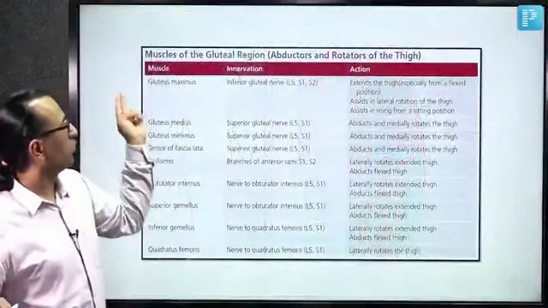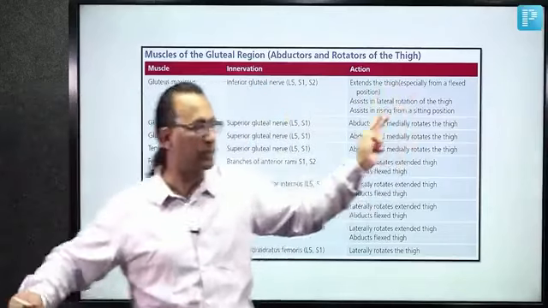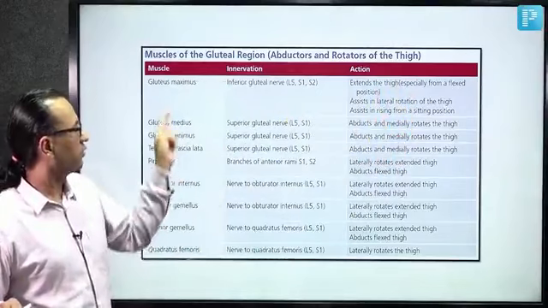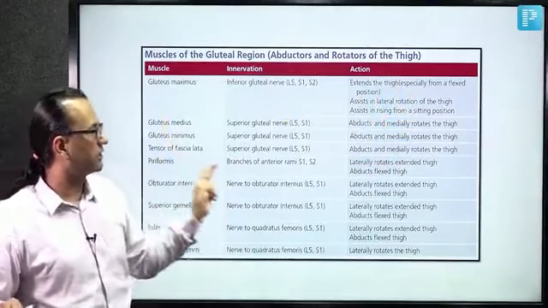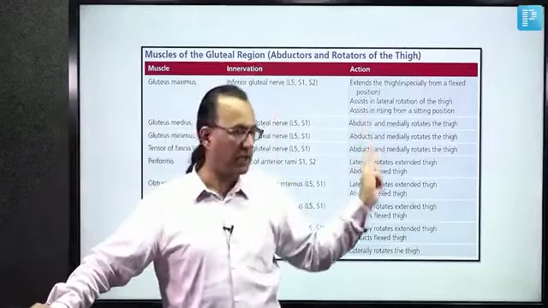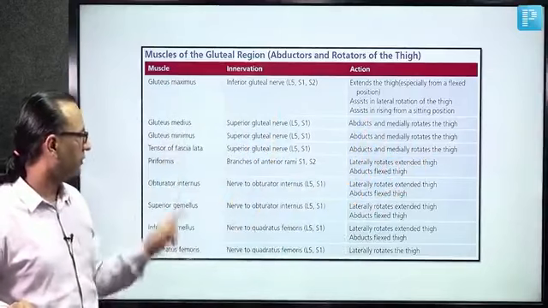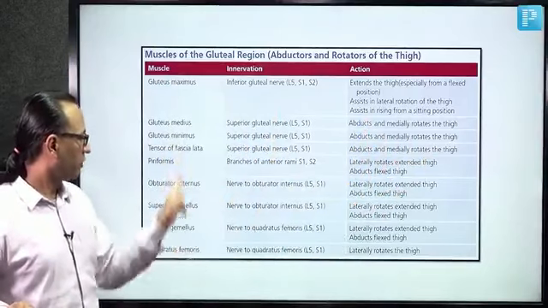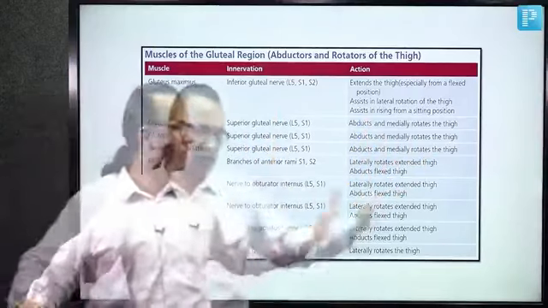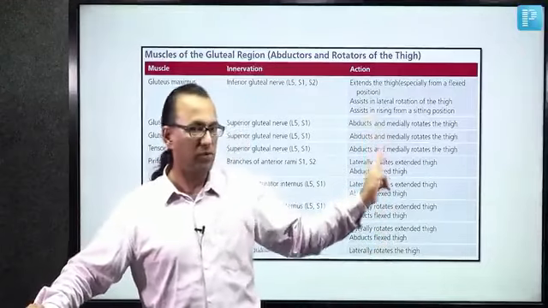As you see, gluteus maximus, supplied by the inferior gluteal nerve, is for extension at the hip joint, whereas the trio muscles, gluteus medius, gluteus minimus, and tensor fasciae latae, supplied by the superior gluteal nerve, root value L5 S1, are the abductors and medial rotators at the hip joint. Otherwise, all the other muscles, piriformis, obturator internus, obturator externus, and superior and inferior gemellus, are short lateral rotators at the hip joint, antagonizing the trio muscles there.